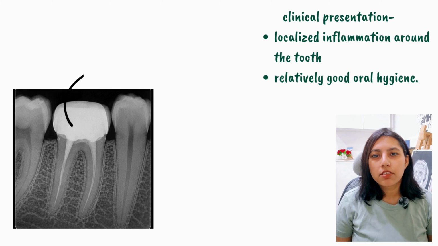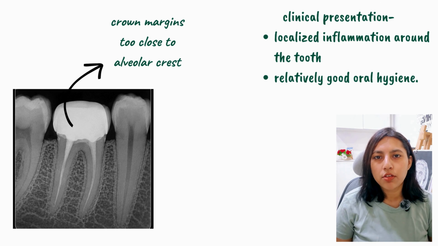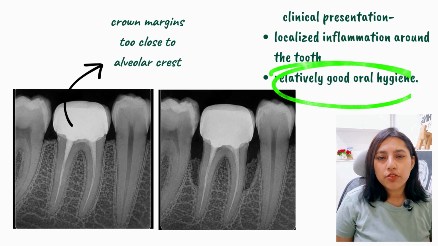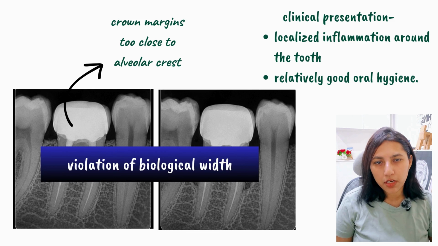And on examination, the restoration margins may be extending too close to the alveolar crest. So in such a situation, the problem may not simply be plaque accumulation. The restoration itself may be violating the supracrestal tissue attachment.